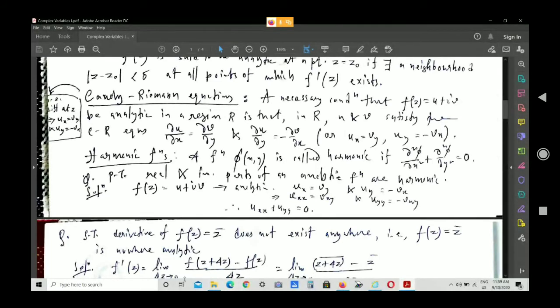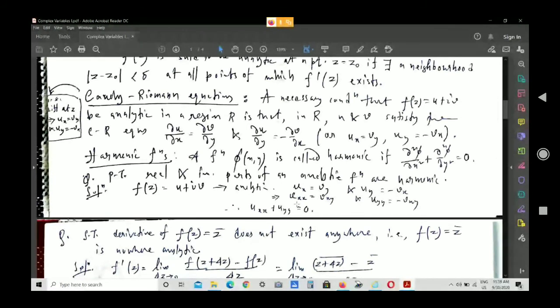The proof is very simple. Let f(z) equal to u plus iv. Since it is analytic, analytic means differentiable also. So CR equations will be satisfied. So ux equal to vy and uy equal to minus vx. These two will be satisfied. Now you have to prove that u is harmonic, v is harmonic. Both should satisfy this equation. That means you need to take the second partial derivative with respect to each of the variables.